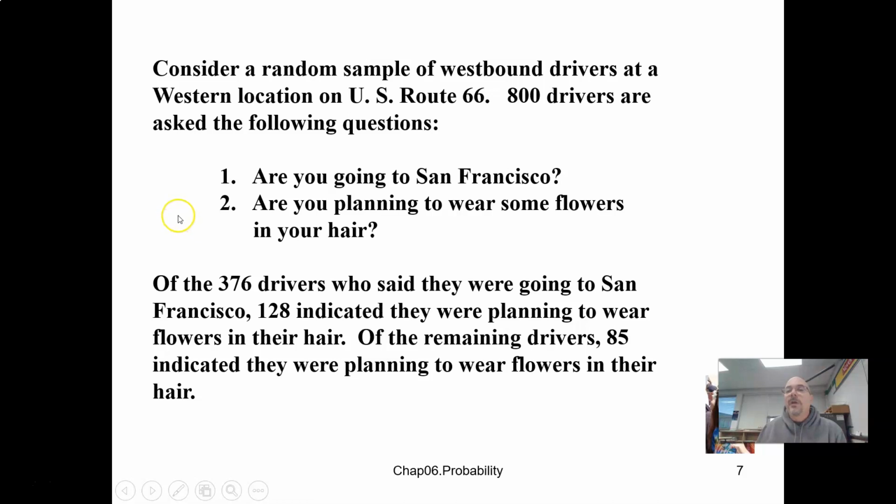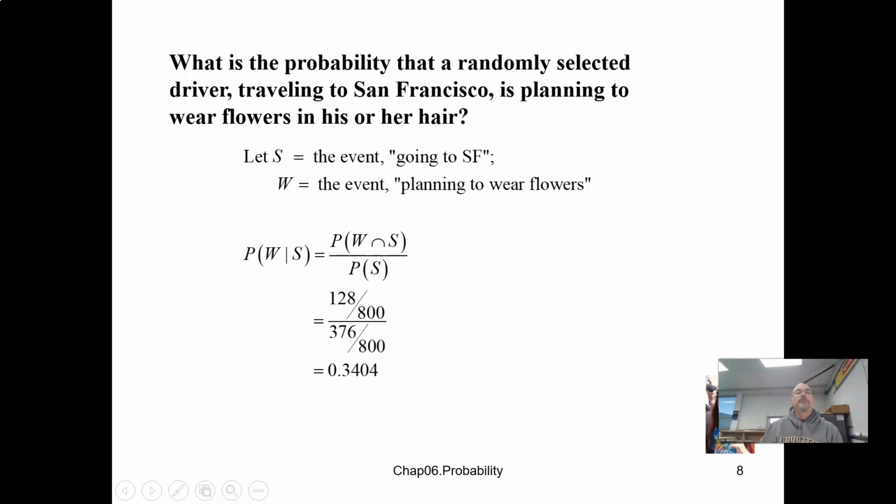Consider a random sample of westbound drivers at a western location on US Route 66. 800 drivers are asked the following questions. Are you going to San Francisco? Are you planning to wear some flowers in your hair? Of the 376 drivers who said they were going to San Francisco, 128 indicated that they were planning to wear flowers in their hair. Of the remaining drivers, 85 indicated they were planning to wear flowers in their hair. Okay, almost done.